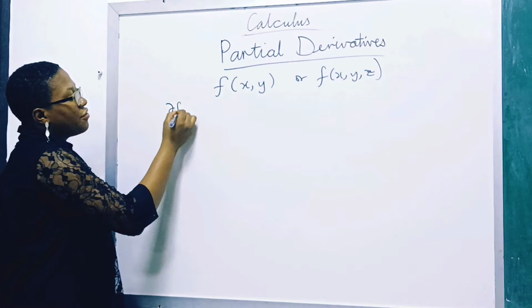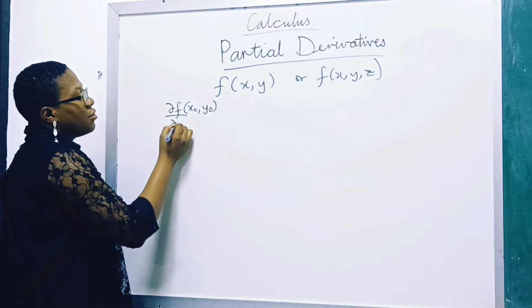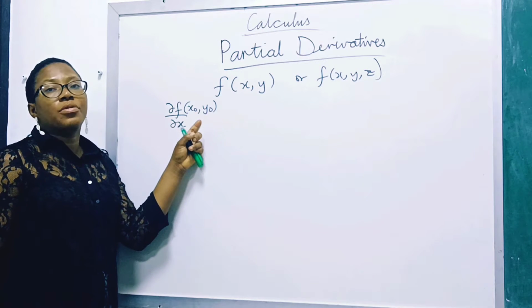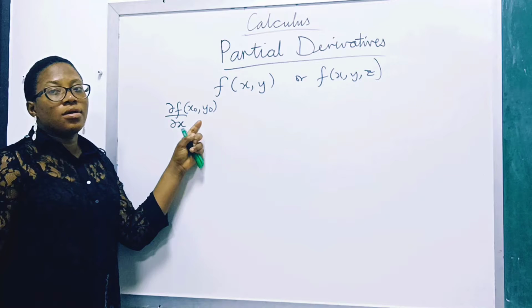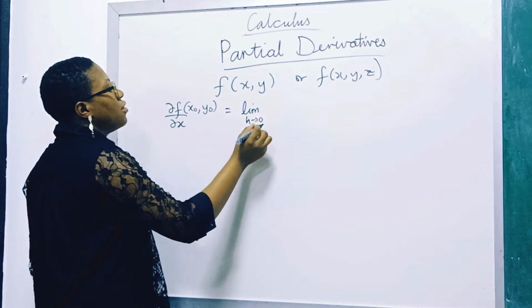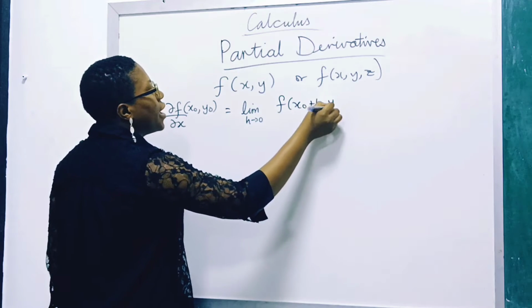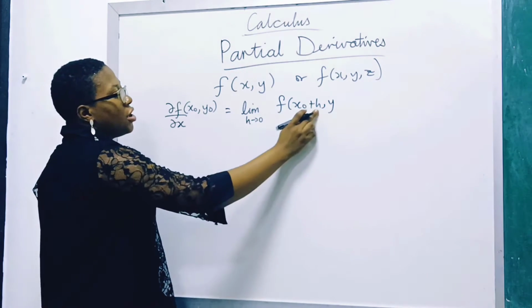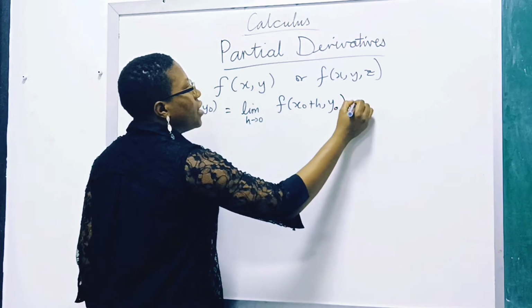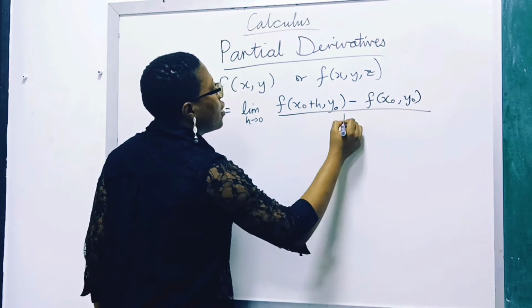The partial derivative of f at (x naught, y naught) with respect to x is, so I'm finding the partial derivative at a point, not arbitrarily. You can find it arbitrarily, then you fix the point. Limit as h goes to 0, f of x naught plus h comma y naught, minus f of x naught comma y naught, all over h. So the h is on what you are differentiating with respect to.